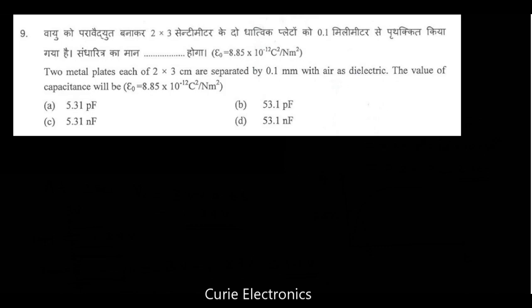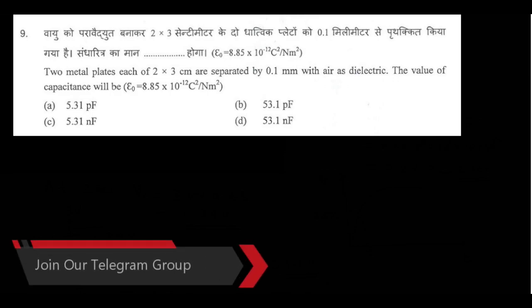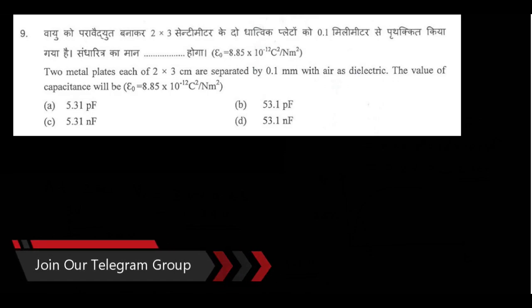Next question. 2 metal plates, each of 2 multiplied by 3 centimeter, are separated by 0.1 mm with air as dielectric. The value of capacitance will be.